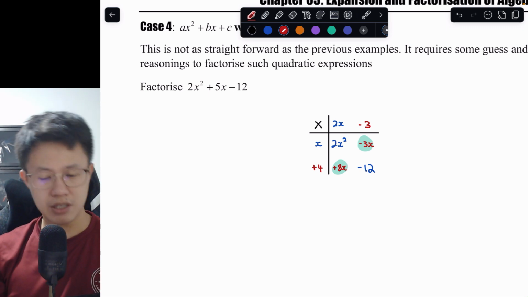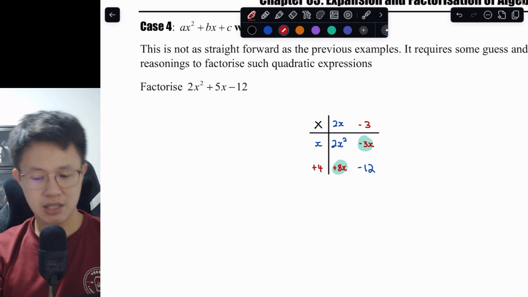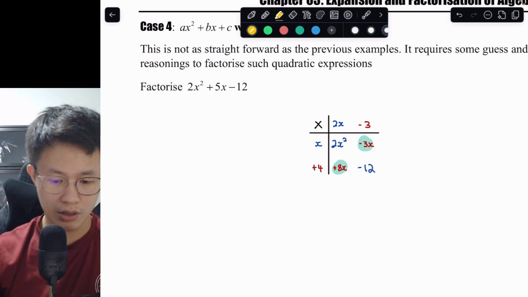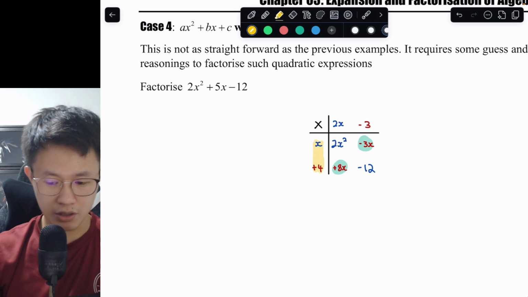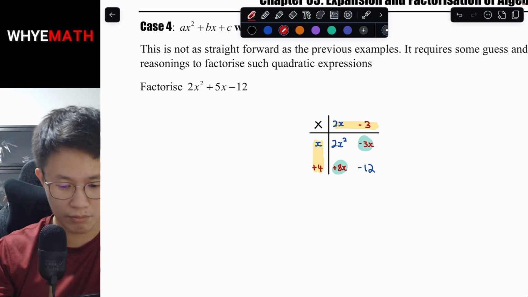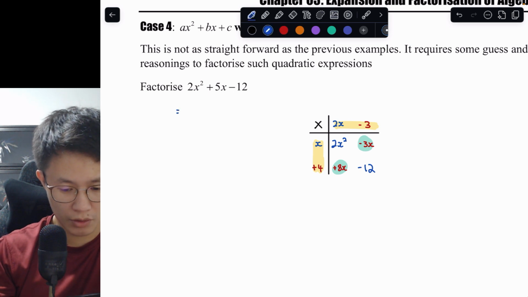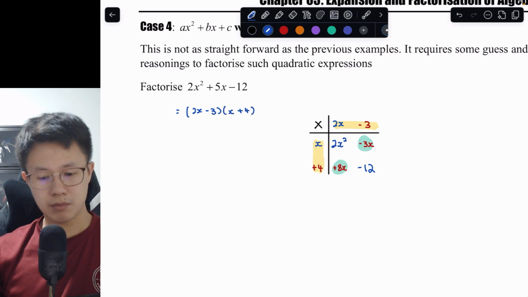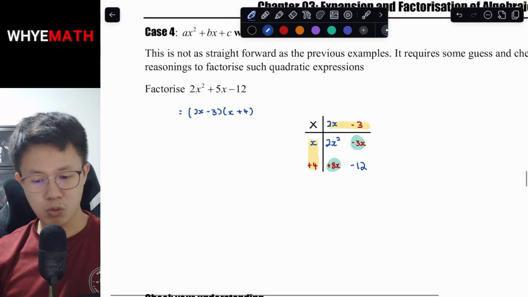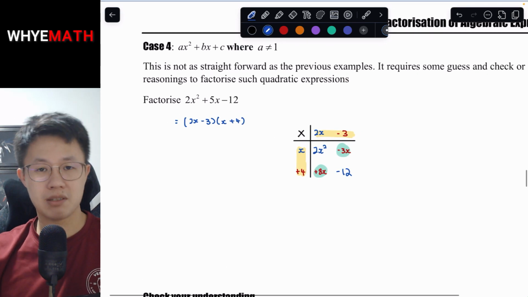And if you do that, you have 8x plus negative 3x, which means just 8x minus 3x, and that gives you a positive 5x. And hence our factors would simply be x plus 4 and 2x minus 3. And there you go. You simply just write that down: 2x minus 3 times x plus 4. And there you go. That's almost all the factorization that we have for quadratic expressions of this form ax squared plus bx plus c.